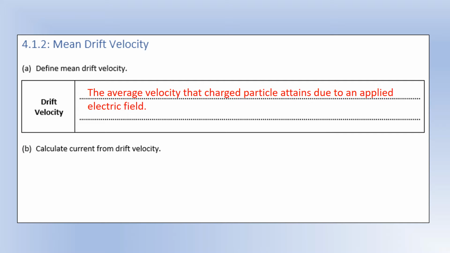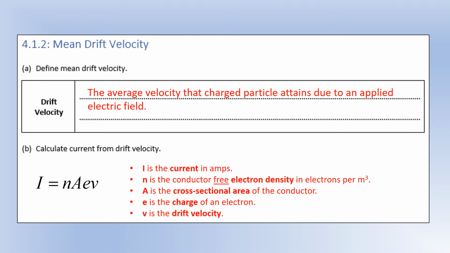So we can relate drift velocity to the current in a circuit using this equation here. And just to make sure you know what the symbols are, I is current, as we've seen before. n is the free electron density in the conductor, maybe we're using a wire or something like that, and that's measured in electrons per meter cubed. A is the cross-sectional area of the conductor, and we might need to measure that using a micrometer. e is the charge of an electron that we saw earlier, the 1.6 times 10 to the minus 19, and v is the drift velocity or the average velocity of the electrons.